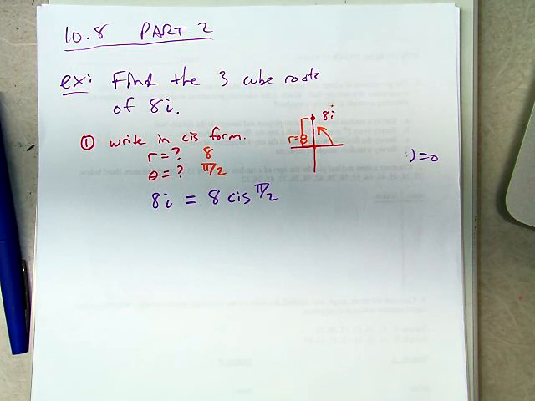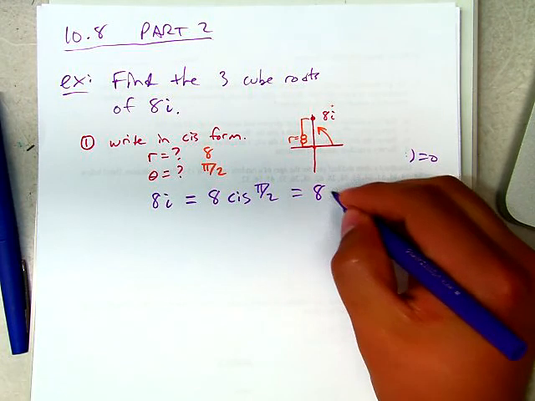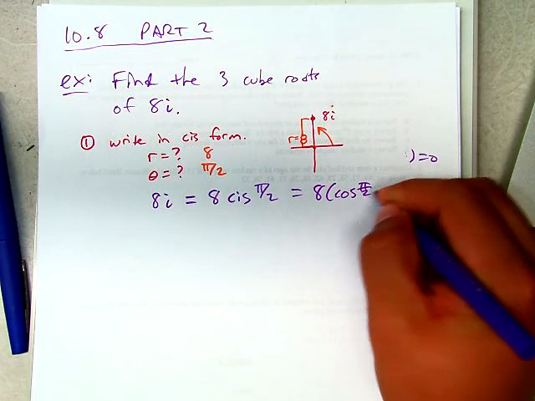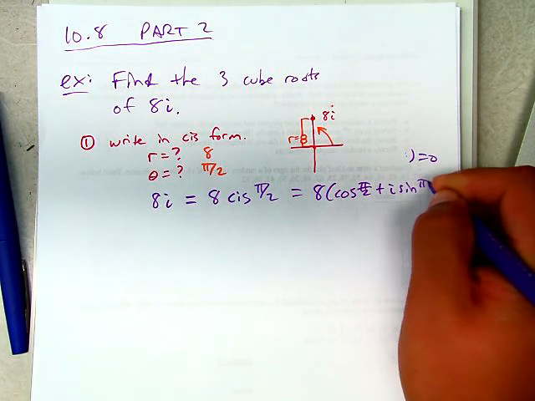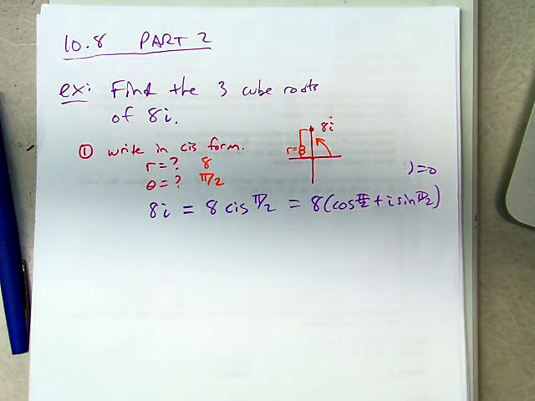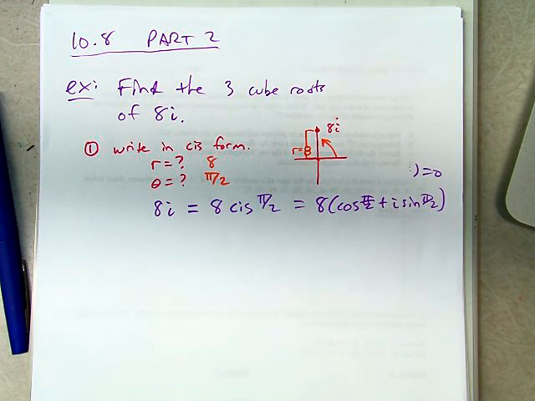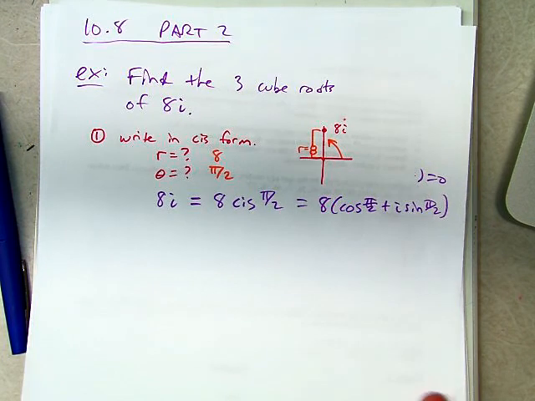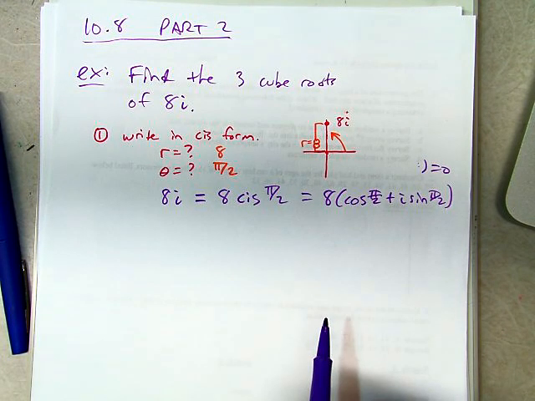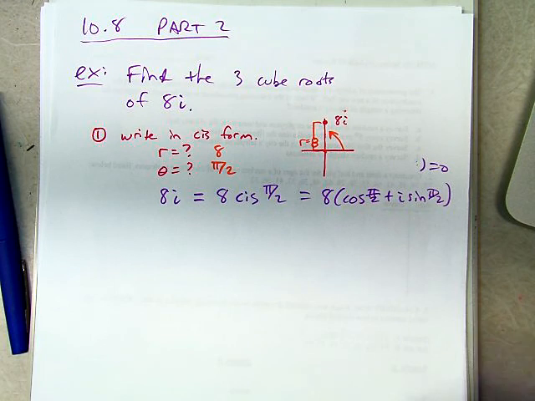CIS is cosine plus i sine theta. So this is the same as 8 times cosine of pi over 2 plus i times sine of pi over 2. It's just a different way of writing it so that we don't have to write all that out.